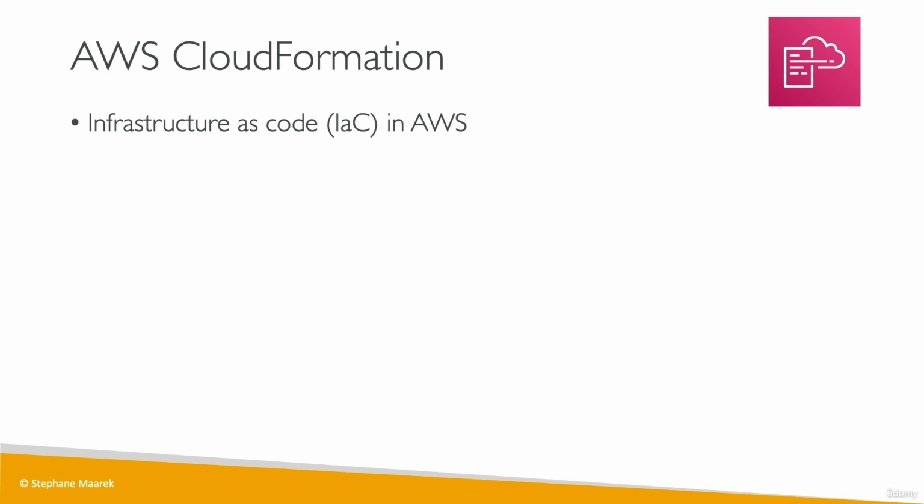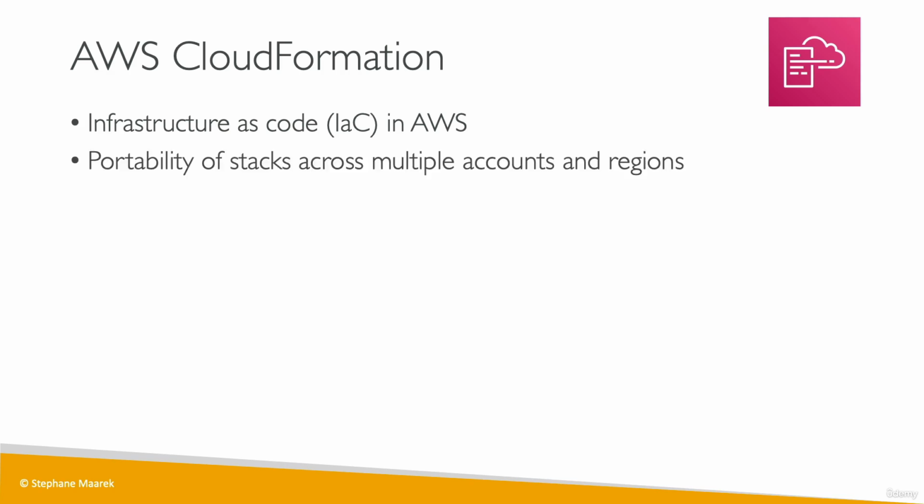So as we know, CloudFormation is to bring the concept of infrastructure as code, IaC, into AWS. The idea is that by writing your infrastructure as code, you can port it across multiple accounts and multiple regions. So you can reuse and quickly redeploy your infrastructure anywhere you want.